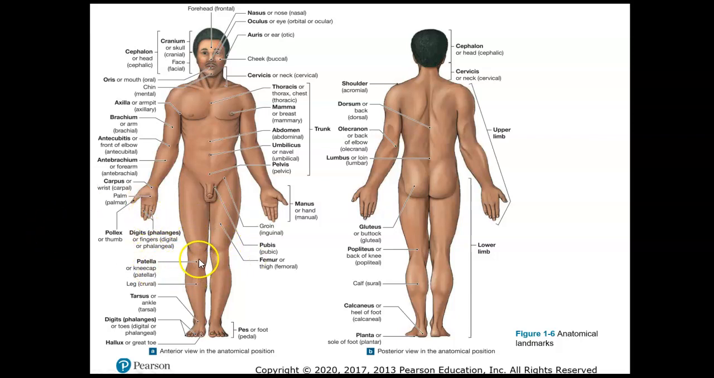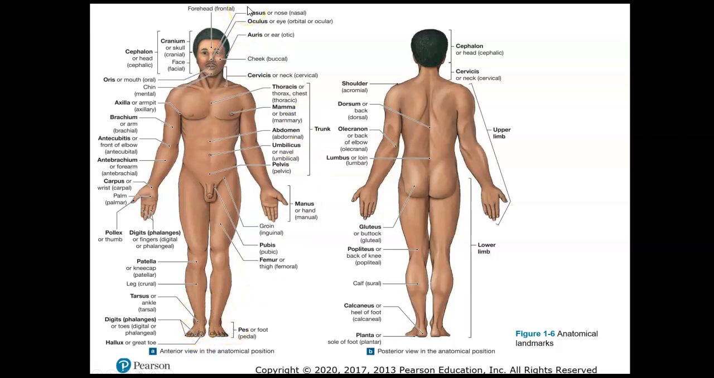All right, let's keep going down. The kneecap is the patella or patellar region. The leg, now remember the arm. In anatomy, the arm is the upper arm, the brachium. In anatomy, the leg is the lower leg. So the leg is called the leg, and it's the crural region. The ankle is the tarsus or tarsal region. The toes are the digits or phalanges, and that is the digital or phalangeal region. And the big toe or great toe is called the hallux.